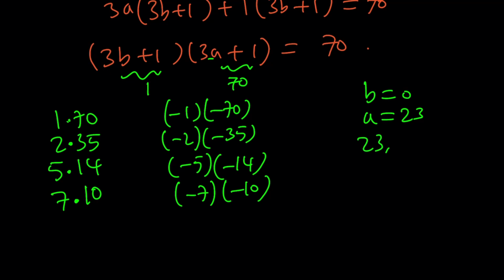So 23, 0 seems to be working. But are we going to go through every one of these like that? Well, there's an easy way to eliminate the bad ones. How do you eliminate the bad factors from the good ones? Well, take a look at this.